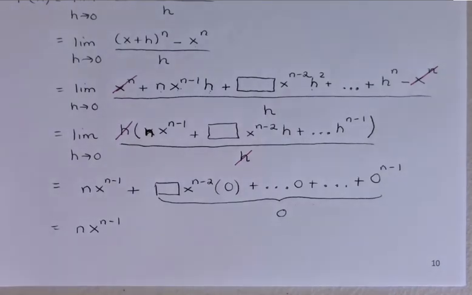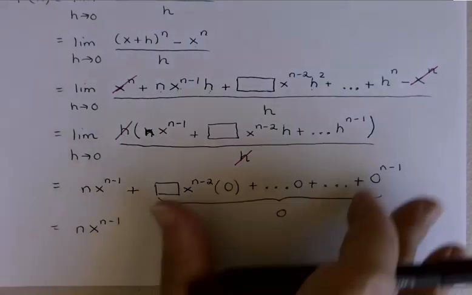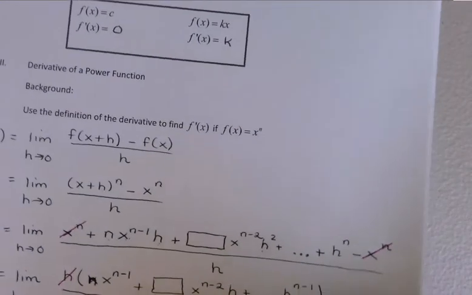So that's a pretty nice shortcut. Anytime I want to take the derivative of x to any power, the derivative is going to have the power brought down here as a coefficient, and then the new power will be one less. Let's write that down as a formula on our next page.